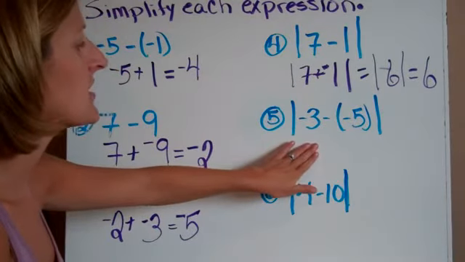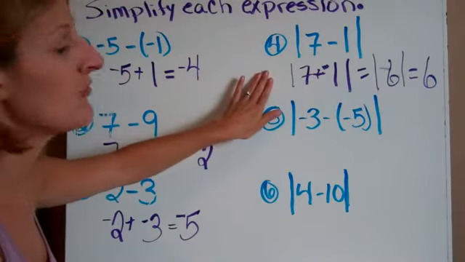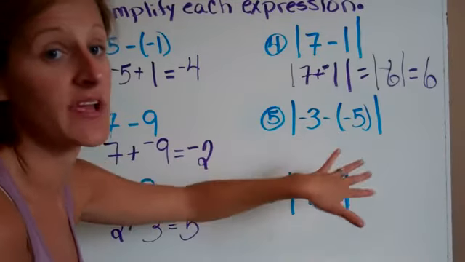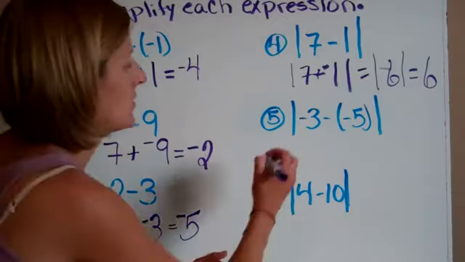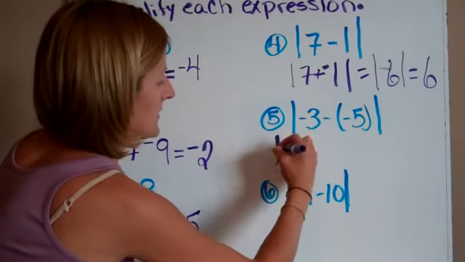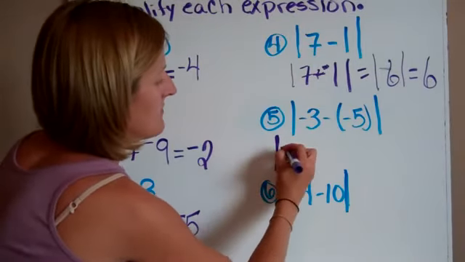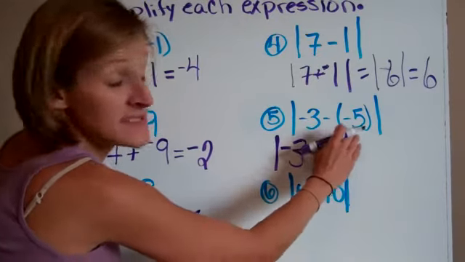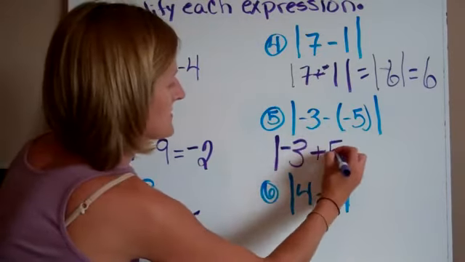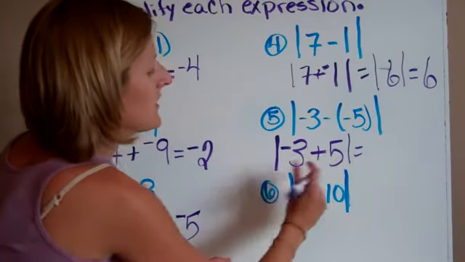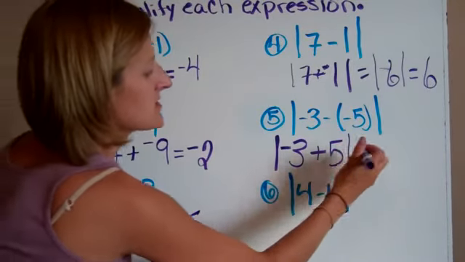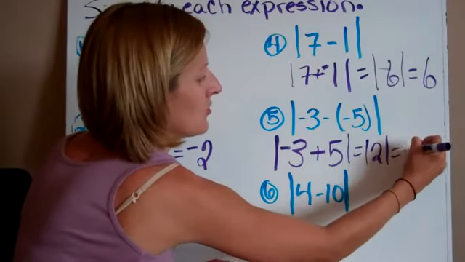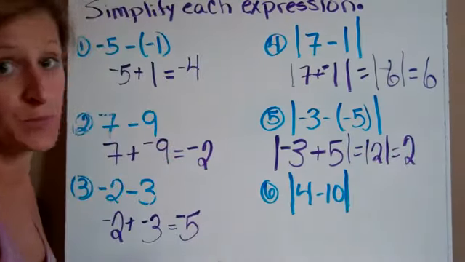This next one, same thing as in number 4. I have to do what's inside the absolute value bars before I can answer the absolute value. So I'm going to leave my absolute value bars, keep negative 3, the minus goes to plus, and this negative 5 becomes a positive 5. Now, negative 3 plus 5 is a 2. So I still have to take the absolute value of 2, which is 2.